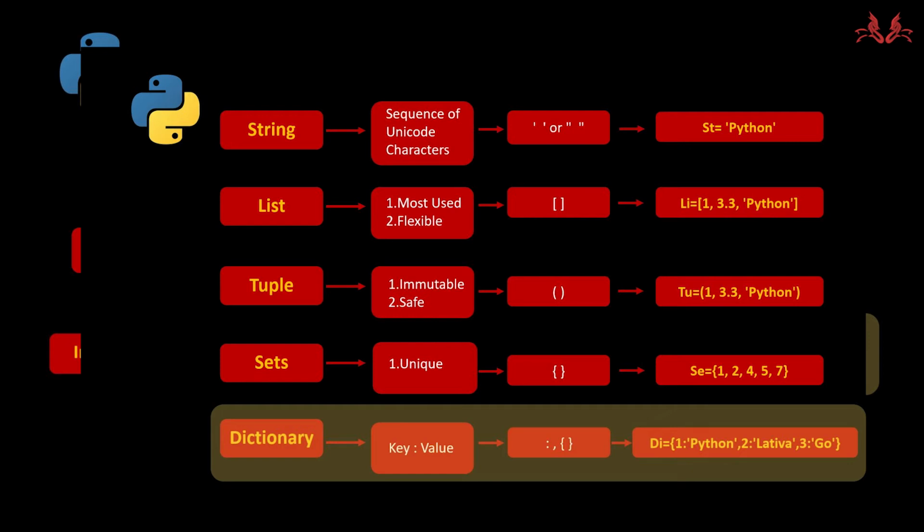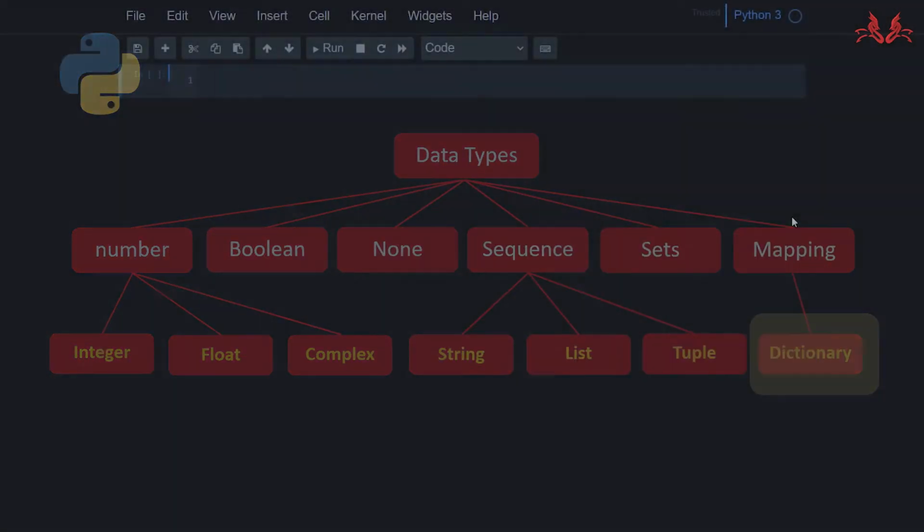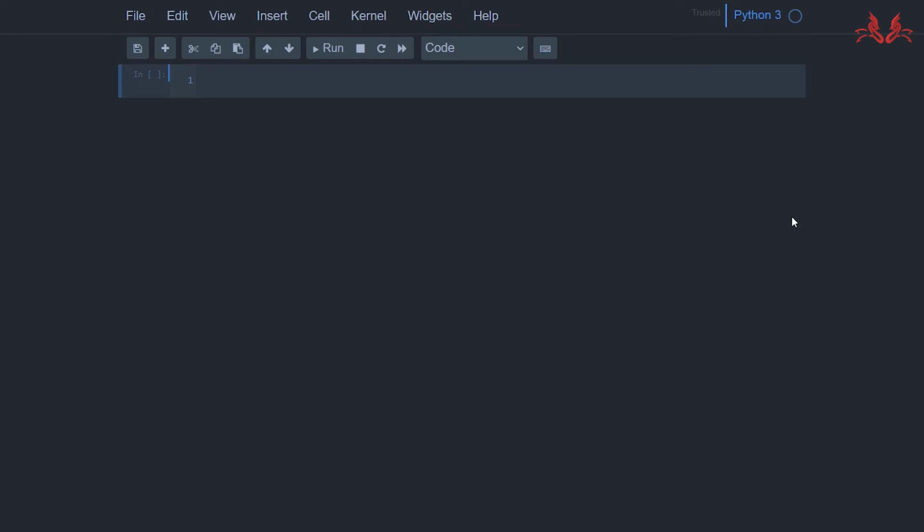For example, dictionary: 1 equals Python, 2 equals Lativa, and 3 equals Go. There are 3 items in this dictionary, and each item has one key and one corresponding value, and we use a colon to separate key and value. Alright, let's demonstrate dictionary. At first, we are going to create a dictionary.